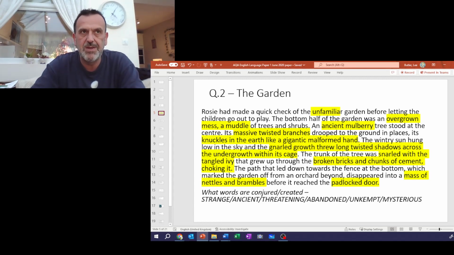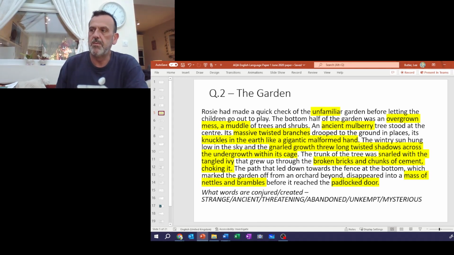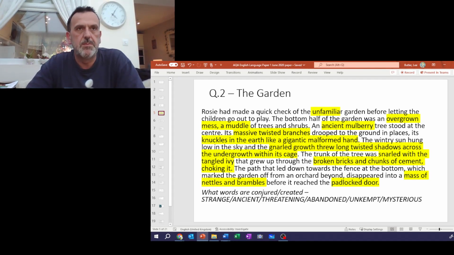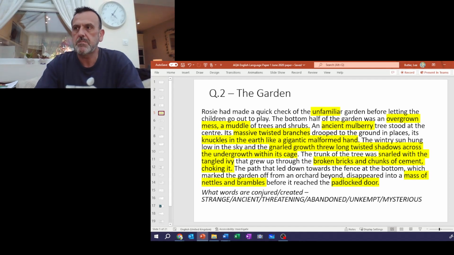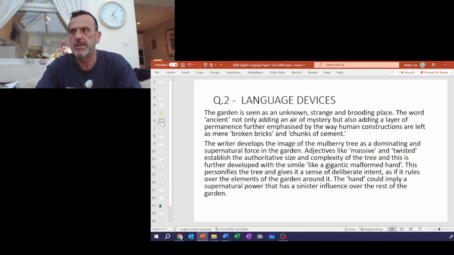It's very easy to feature spot, very easy to say, the use of the word unfamiliar shows us she does not know it. The use of the word overgrown shows us it is not being cared for. The use of the word broken shows us that it can be dangerous. But you're doing the same skill over and over, but you're not tying it all together. And that is the skill. It's how can you tie it all together.